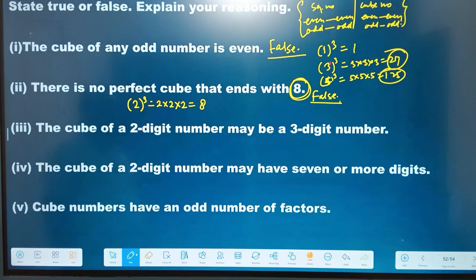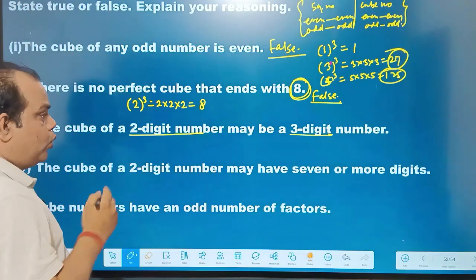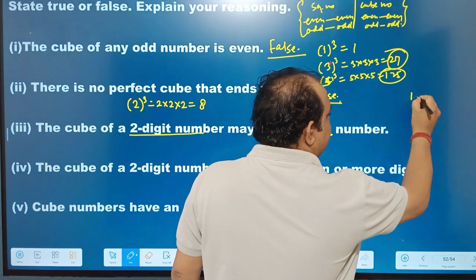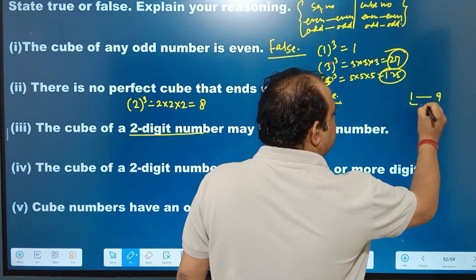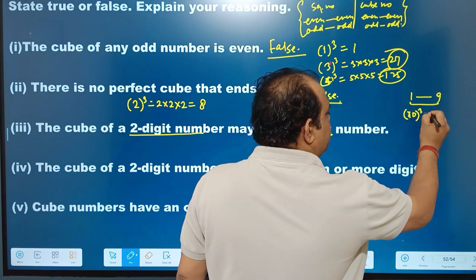Now the cube of a 2 digit number may be a 3 digit number. 2 digit नंबर का क्यूब 3 digit हो सकता है क्या? तो सबसे पहले बताओ, 1 से लेकर अगर 9 तक जाएंगे तो सिंगल डिजिट हो गया, राइट. 2 डिजिट कहां से मिनिमम स्टार्ट होगा? 10 से. तो 10 का क्यूब करोगे तो क्या होगा?